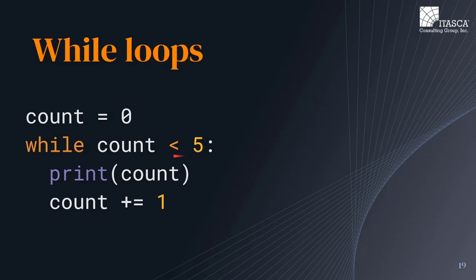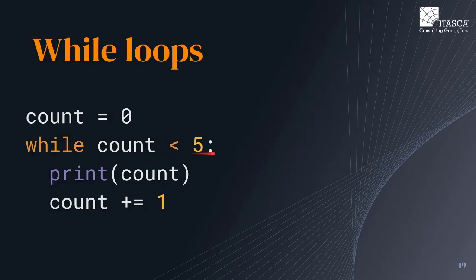So we can see here that our conditional expression is count is less than 5. And before this while loop, we initialize count equal to 0. And then we can see that our indented code, every time this is executed, will firstly print count and then increase the value of count by 1. So on the first iteration, count will be 0, so it will print 0, and then it will increase count to 1. After that iteration, this Boolean expression will be evaluated.